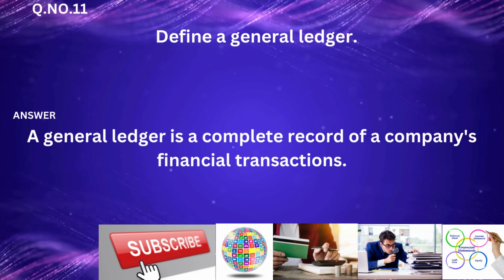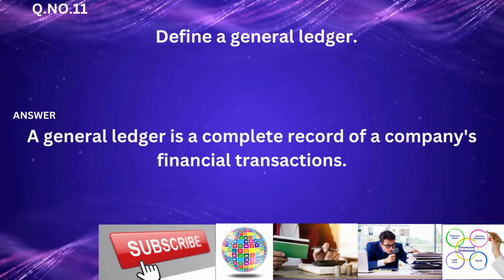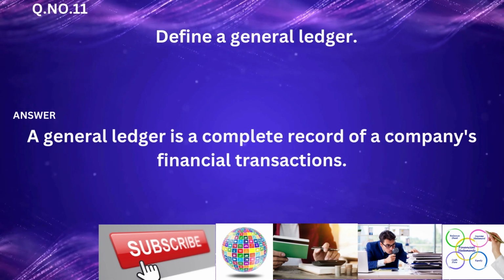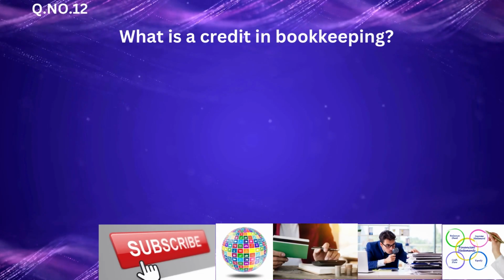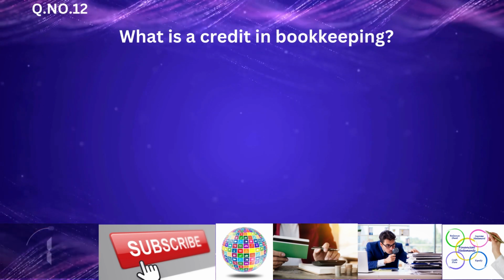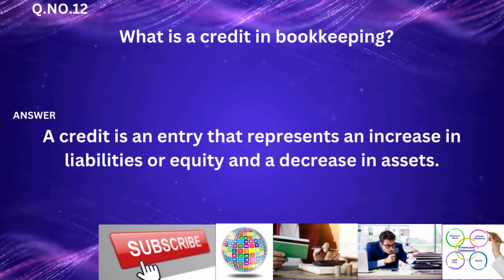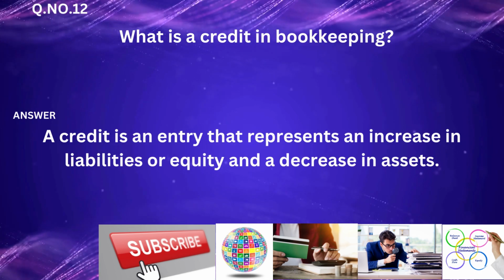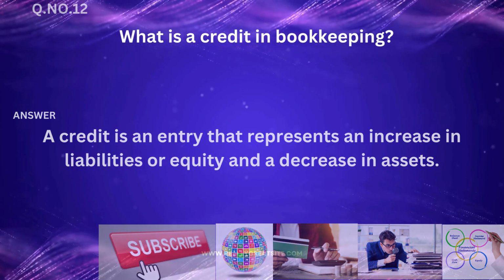Question 15. Explain income statement in bookkeeping. Answer. An income statement shows a company's revenues and expenses over a specific period. Question 16. What is the difference between revenue and income? Answer. Revenue is the total amount earned, while income is the profit after deducting expenses.